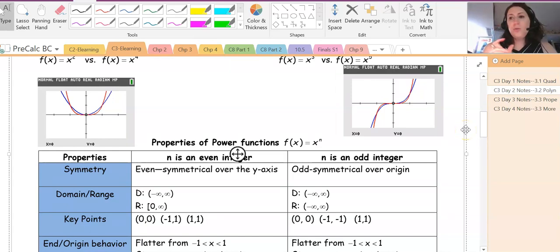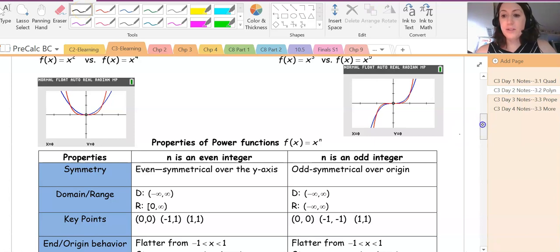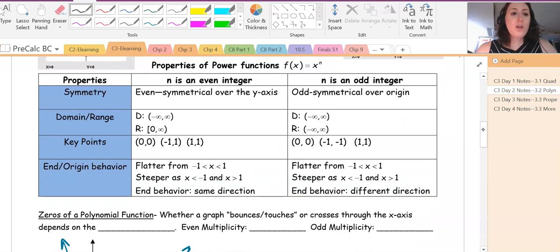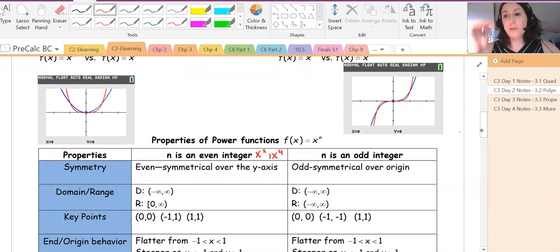So these two graphs, or actually 4 graphs, help us make some predictions that happen to be true about all polynomials based on their power. So the topics that we're going to discuss are symmetry, domain, range, key points, and end or origin behavior. If you have an even integer for your power, for your exponent, for example, x squared, x to the fourth, x to the sixth, any of those, you have even symmetry, meaning you're symmetrical over the y-axis. All right, we can see that right here. Okay, we know that with the parabola. Your domain is all real numbers, and your range is 0 to infinity.